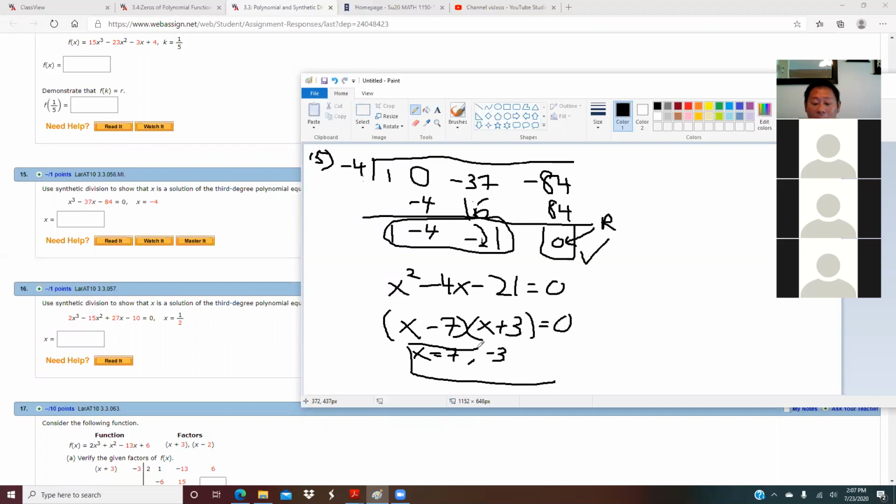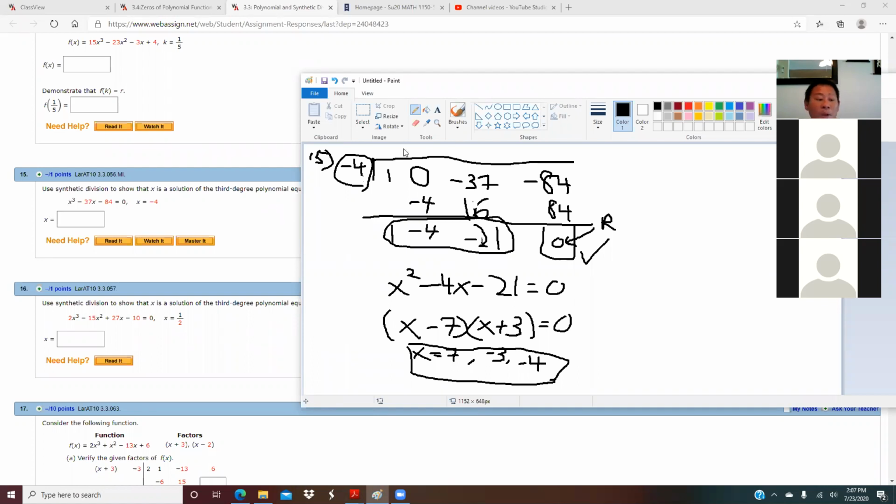But do not forget that you need one more, which is negative 4 that you divided out. So you should have 3 answers here because it is power 3. If you have power 3, you should have 3 answers. If you have power 2, you have 2 answers. If you have power 4, you have 4 answers. So your answer in this case will be 7, negative 3, and negative 4.